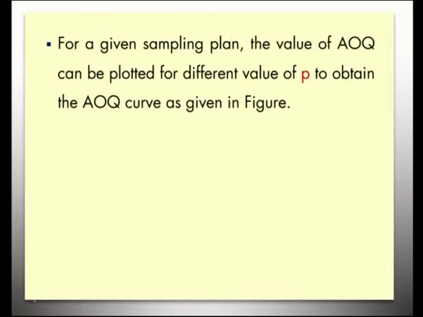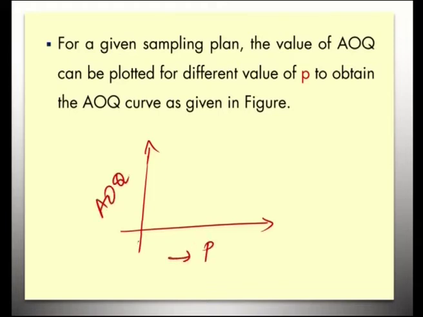And for a given sampling plan, the values of AOQ can be plotted for different values of P to obtain the AOQ curve as given in the figure. This is AOQ, and it goes like this, and this particular level is called AOQL, that is, the average outgoing quality limit.